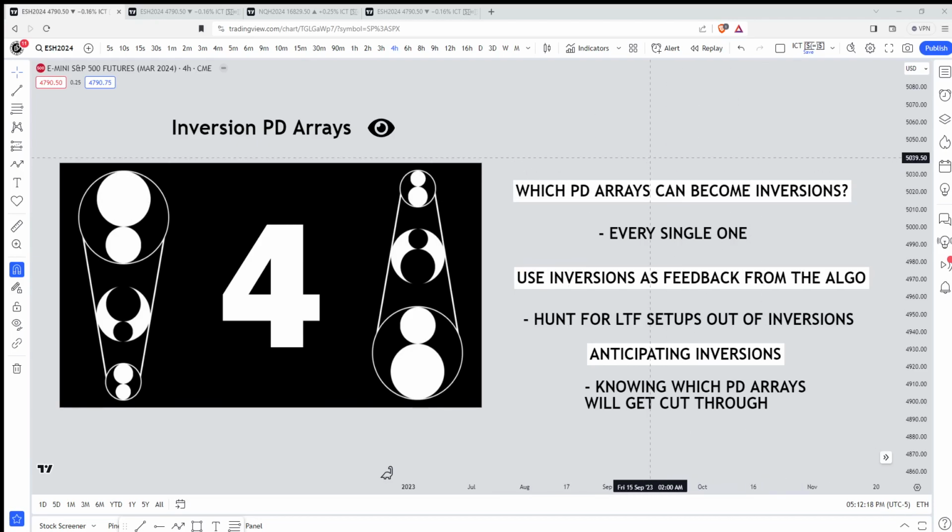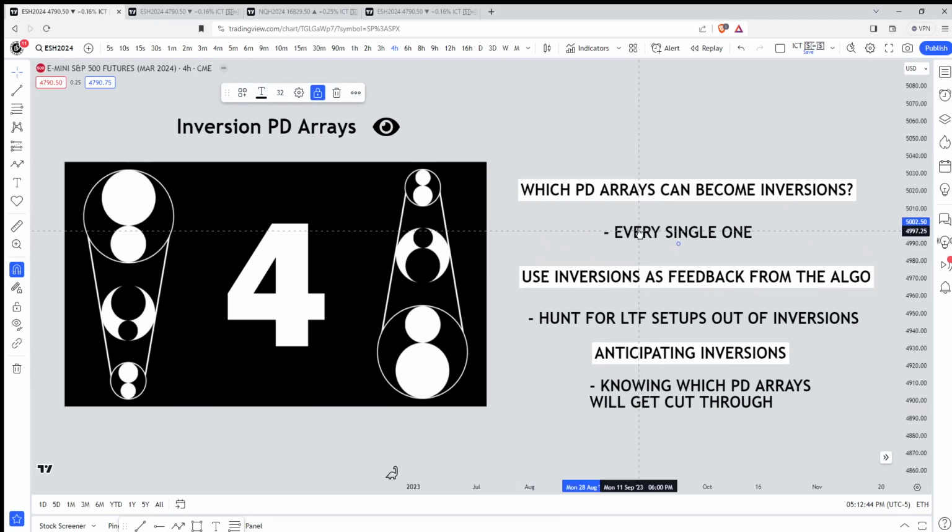And before we even get into that, what's a PD array and an inversion? That may be your first question. A PD array is a premium discount array. ICT has labeled it the premium discount array matrix, and those are things like fair value gaps, order blocks, propulsion blocks, mitigation blocks, things of that sort are classified as a PD array. It's just a label for those specific signatures and price action. Every single PD array can become an inversion.